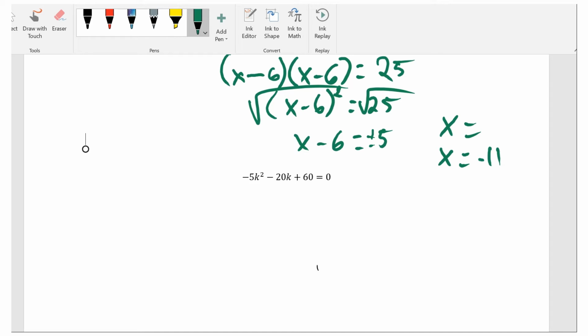Is that right? No, you're adding 6 to both sides, so you're going to get 1. If you subtract 6 from both sides, you're going to get negative 11. Yeah. So your roots here are 1 and negative 11.